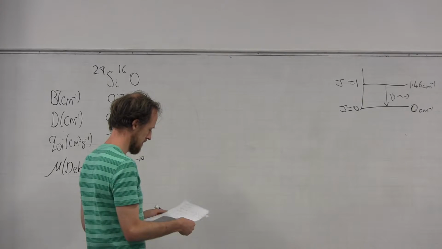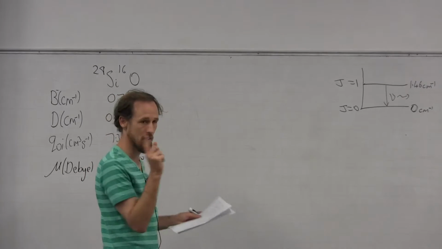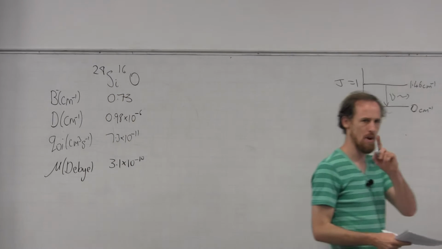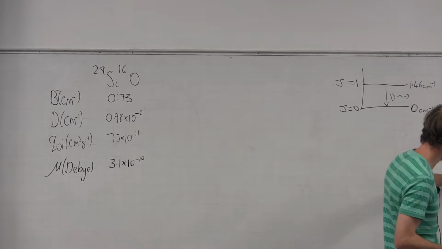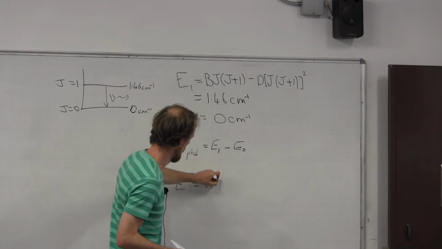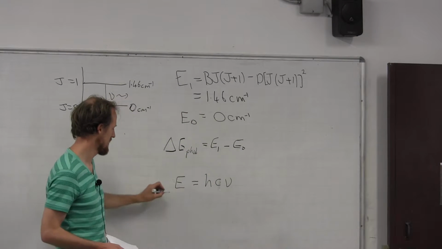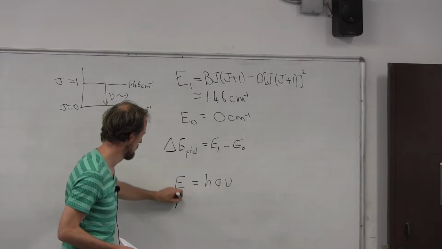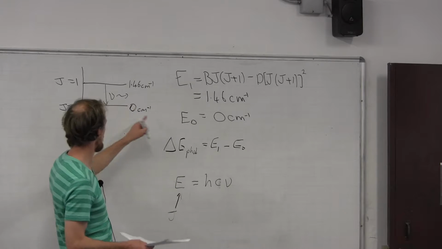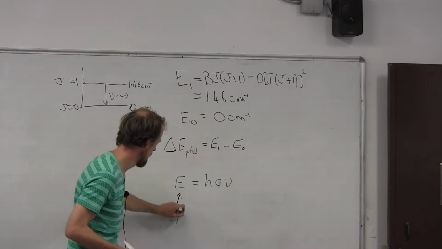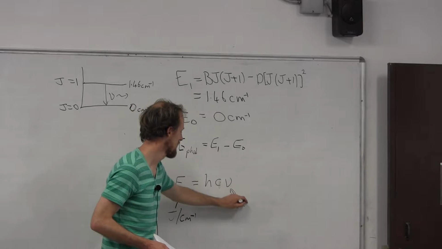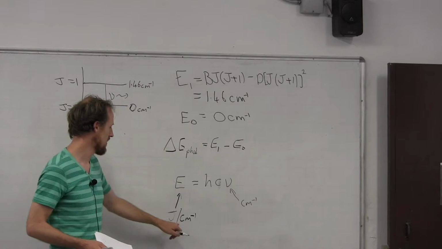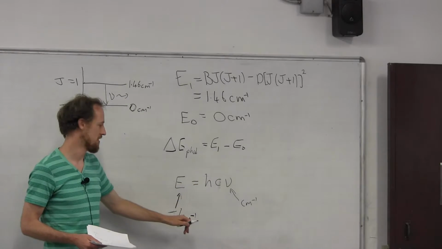Okay. I'll make one more comment quickly. If I write it again, the energy in terms of the wave number. The main problem with this is the energy is often given in joules, but in our case, it's given in inverse centimeters. And this is in inverse centimeters. So generally, you're in pretty good shape to get the units right.